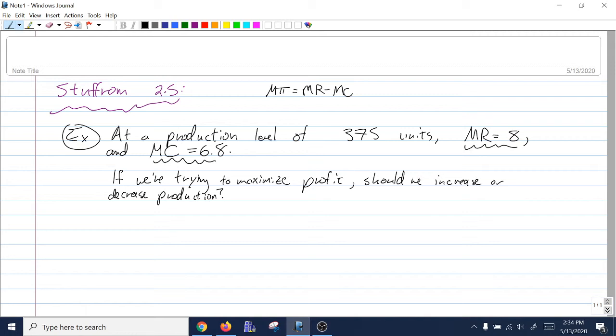This is saying the next item we make will bring in $8 and costs $6.80. Should we make it? If I'm trying to maximize profit, then yes, this will bring in more than it costs. So we should increase production.